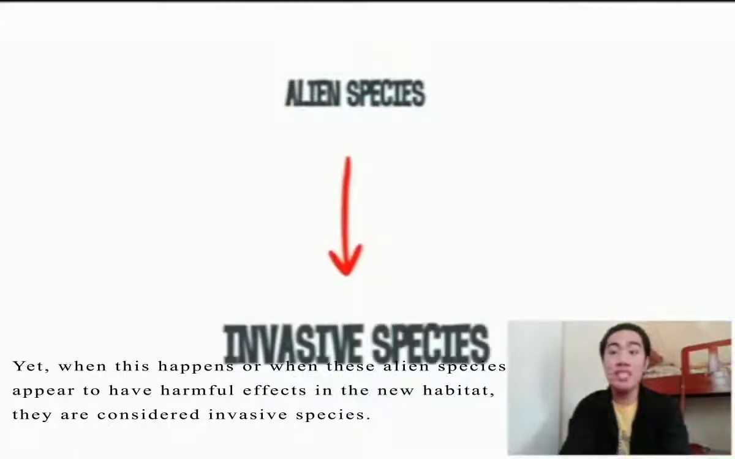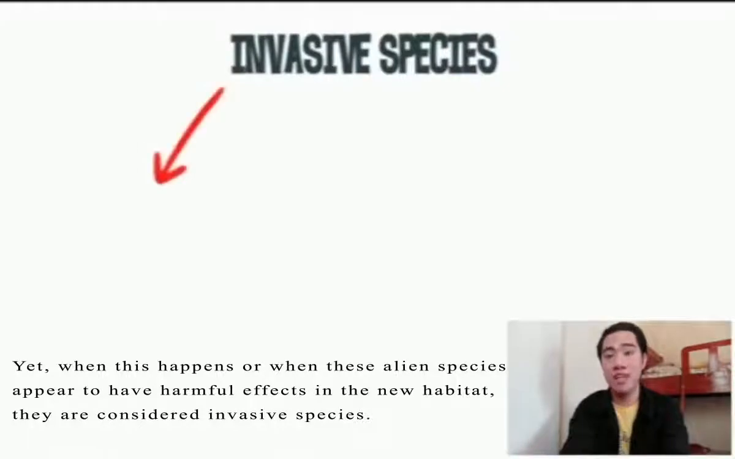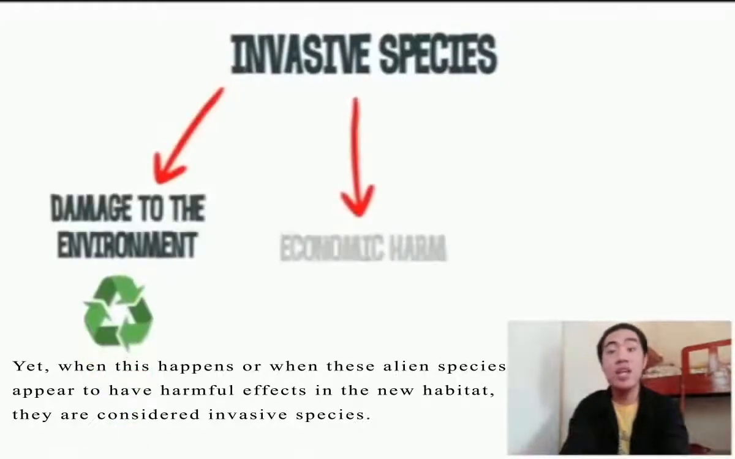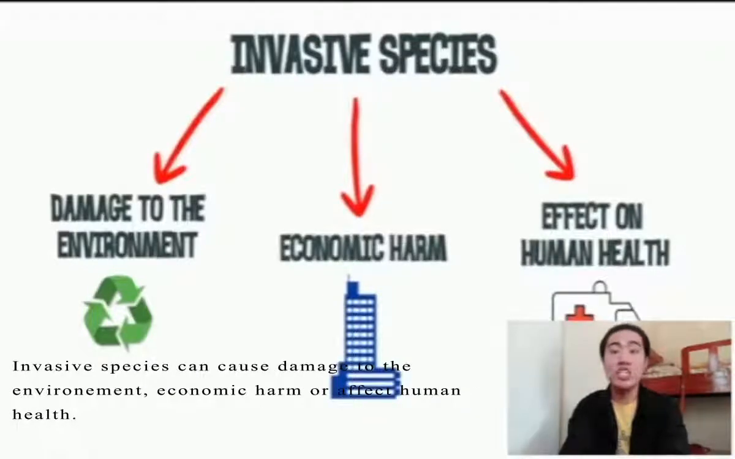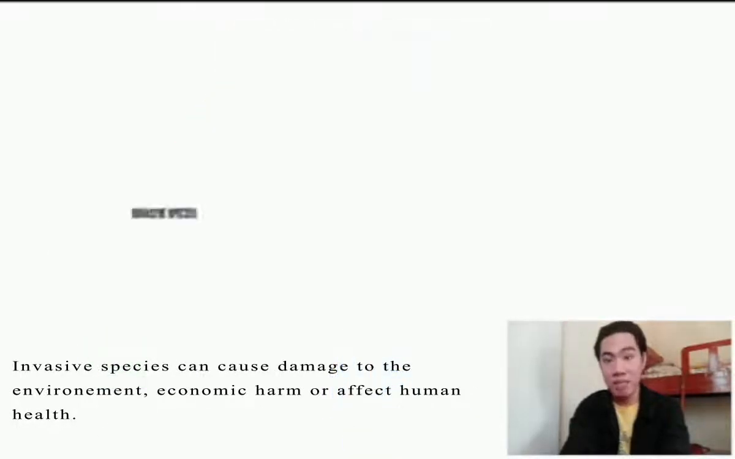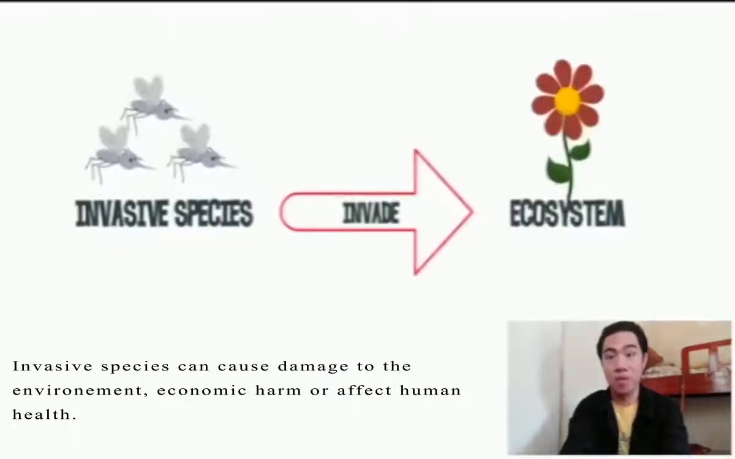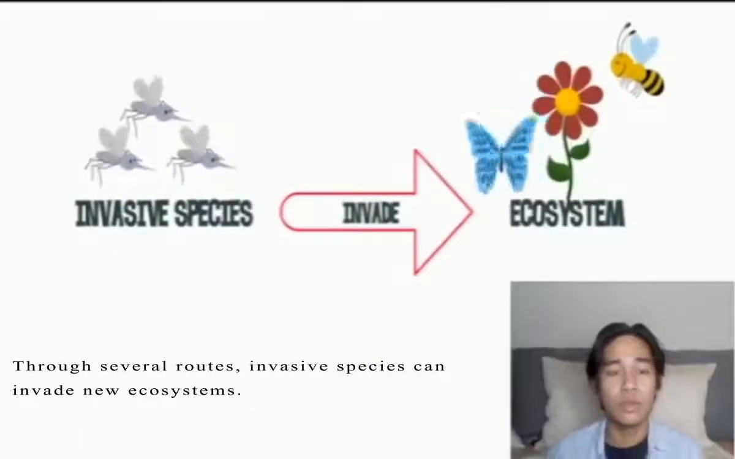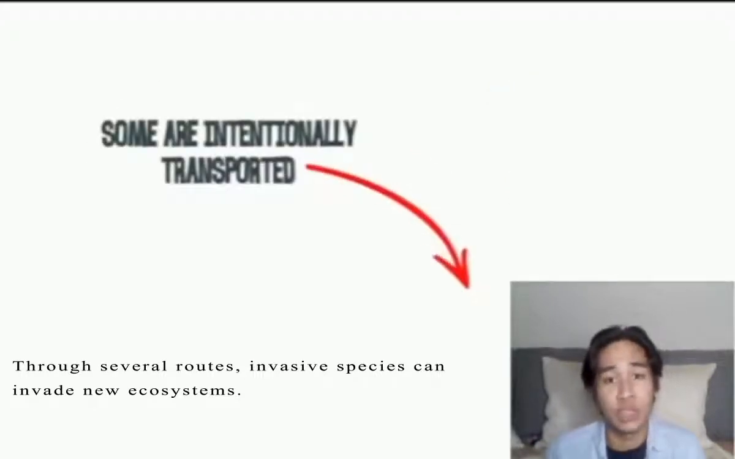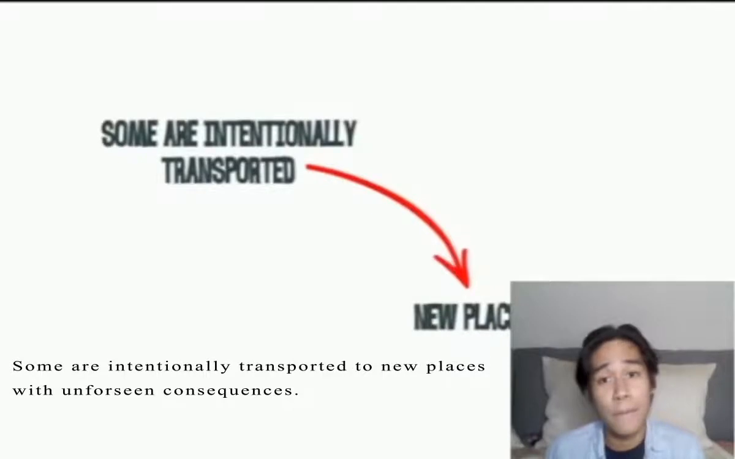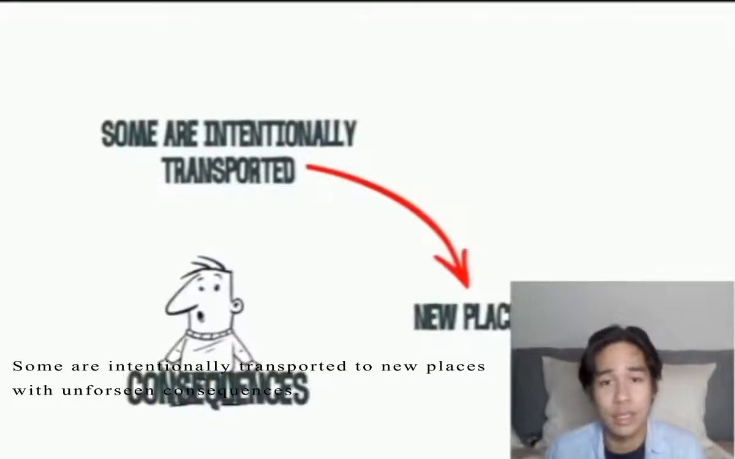Yet, when this happens, or when these alien species appear to have harmful effects in the new habitat, they are considered invasive species. Invasive species can cause damage to the environment, economic harm, or effects on human health. Through several routes, invasive species can invade new ecosystems. Some are intentionally transported to new places with unforeseen consequences.